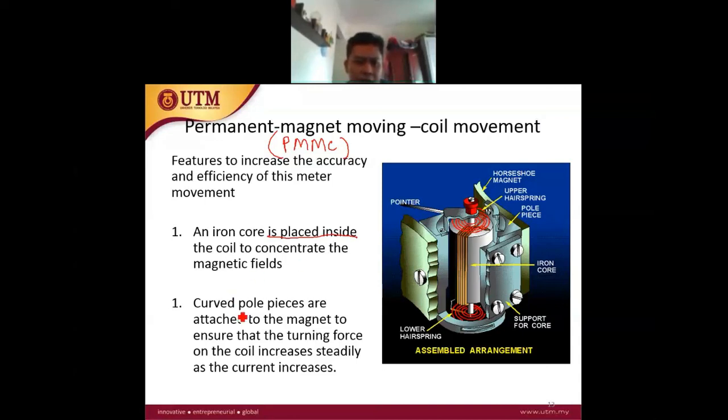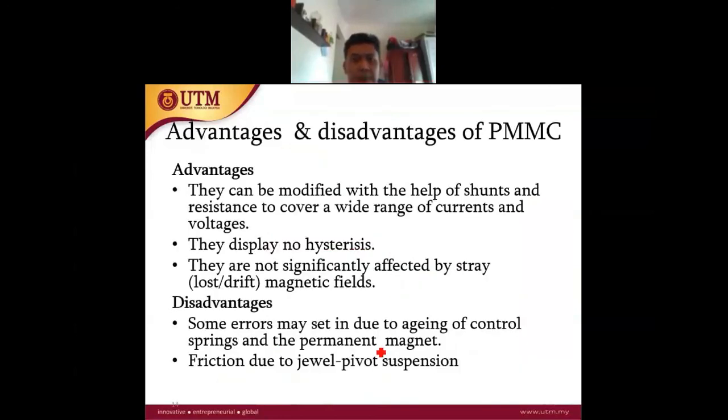They also have curved poles attached to the magnet to ensure the turning force on the coil increases steadily as the current increases, to make sure the current is proportional to the deflection, so that it is linear.